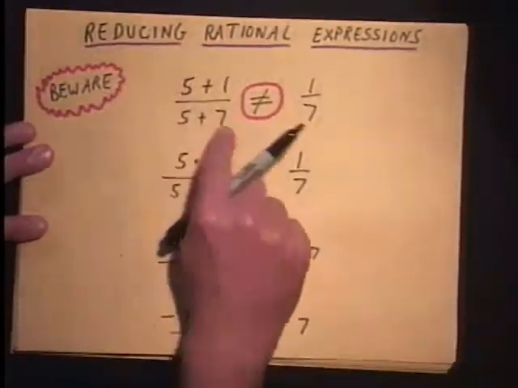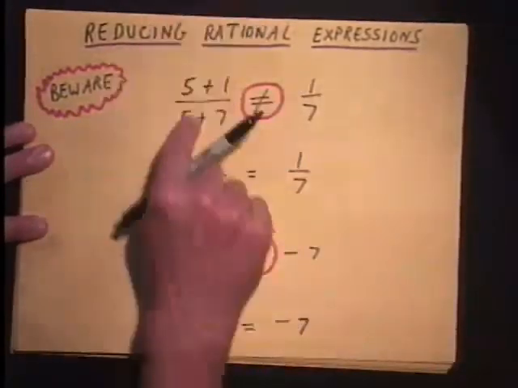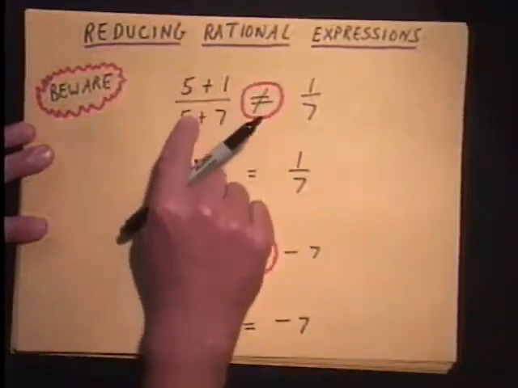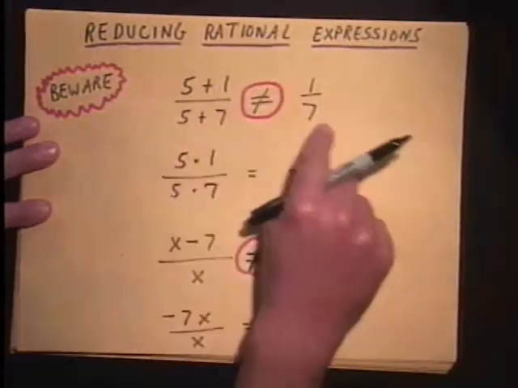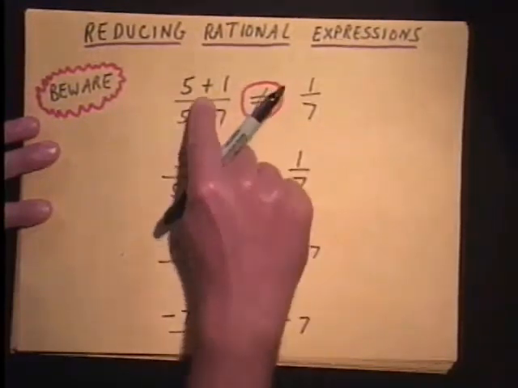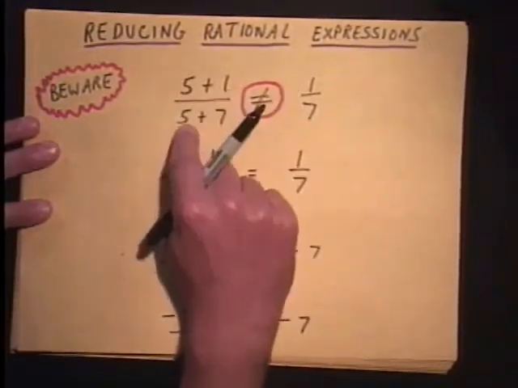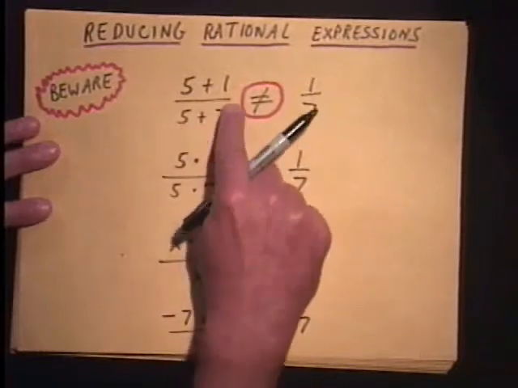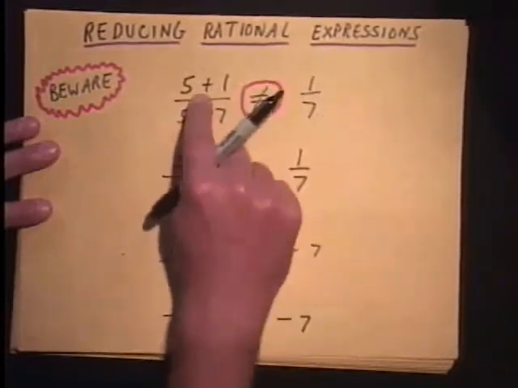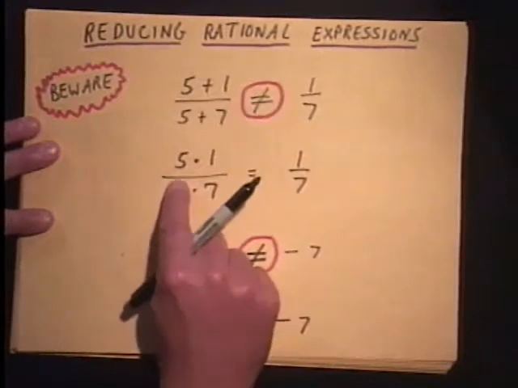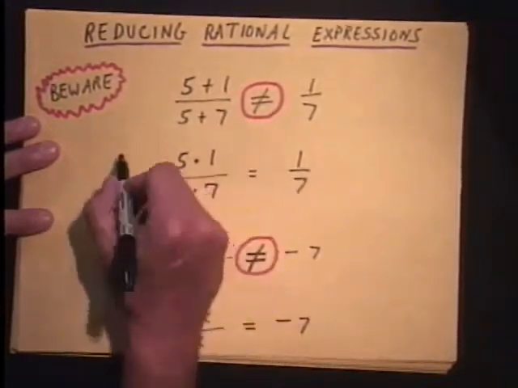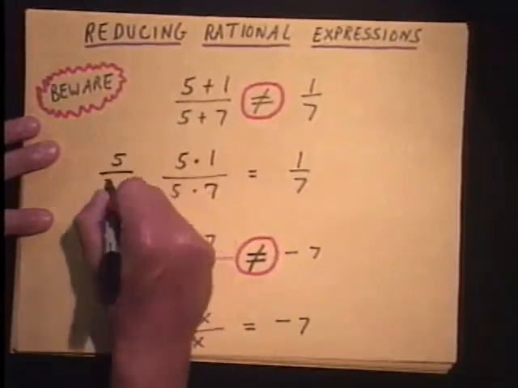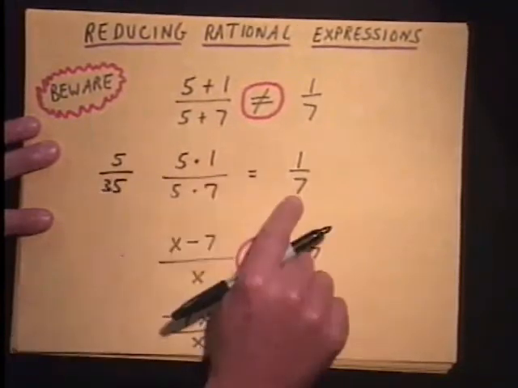So a lot of students, you know, they think that you can just cancel when you see something common in the top or bottom, but it only works if things are in terms of multiplication. So that does not reduce to 1/7 because that would be 5 plus 1 is 6 over 5 plus 7 is what there, 12. This wouldn't even come out close to 1/7, it'd be 1/2. But notice in the bottom, if you have 5 times 1 over 5 times 7, if we were to multiply that out, we would get 5 over 35, and certainly that does reduce.